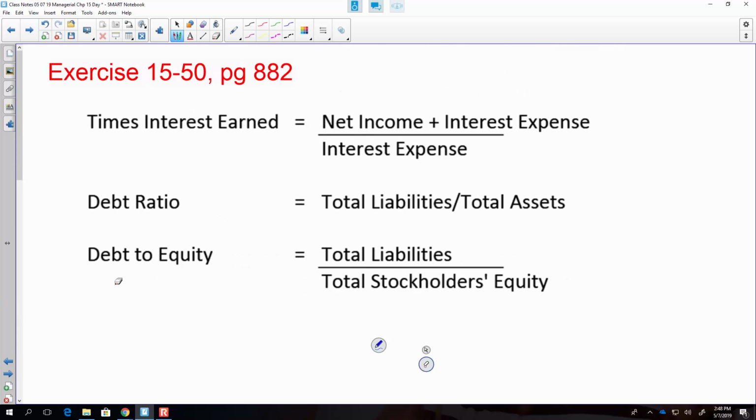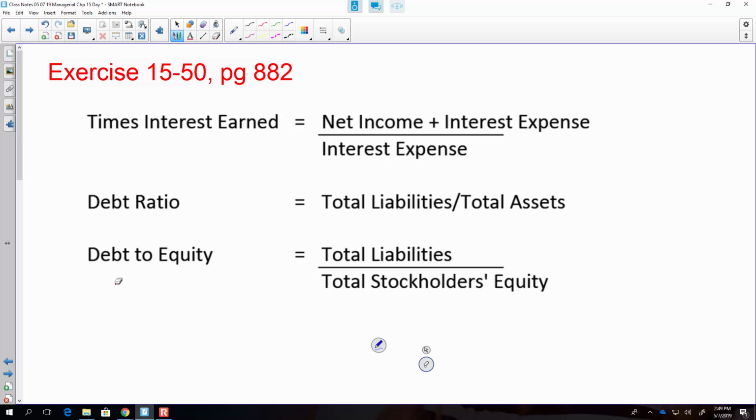So let's try problem 50. We'll try these, see how it goes. Again, they're pretty straightforward. Juro Company has their income statement up above. They have some liability and assets information below the income statement.